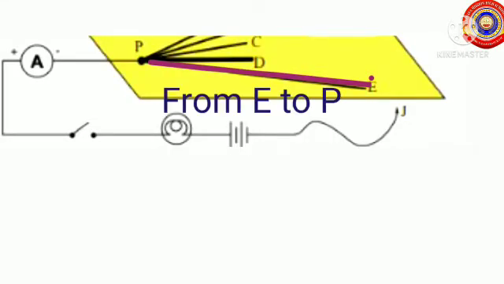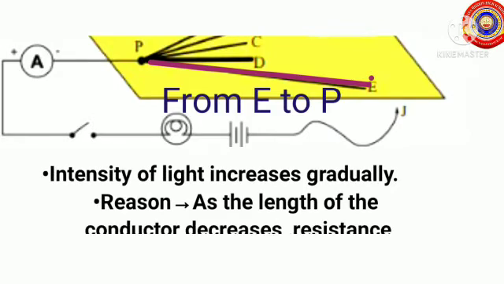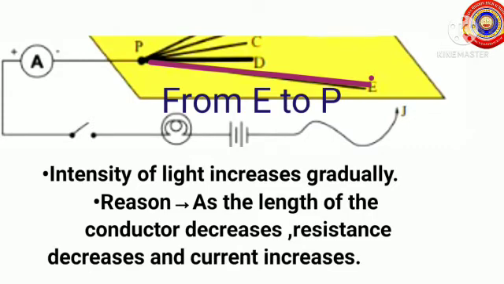So in this figure, we can see that the nichrome wire Pe has double length. By touching the free end J at end E of the nichrome wire and slowly sliding it from E to P, we can see the change in the intensity of light of the bulb. Here, the intensity of light increases gradually. The reason is that as the key J slides from E to P, the length of the conductor decreases. At that time, resistance decreases and current increases. That means when length decreases, resistance also decreases.